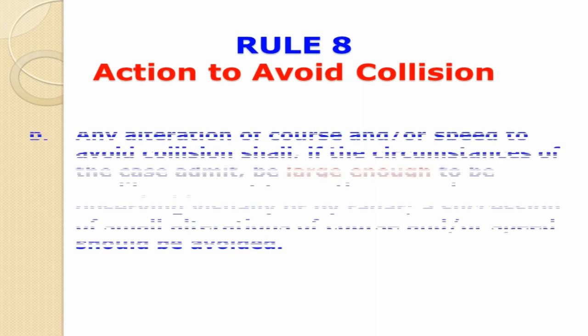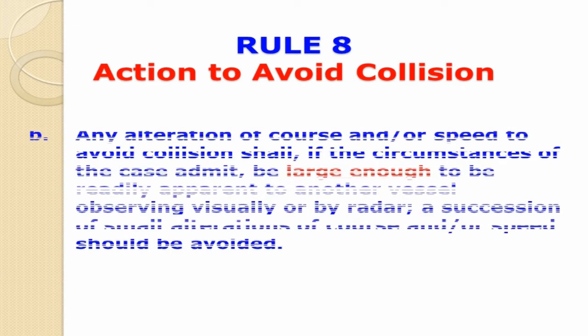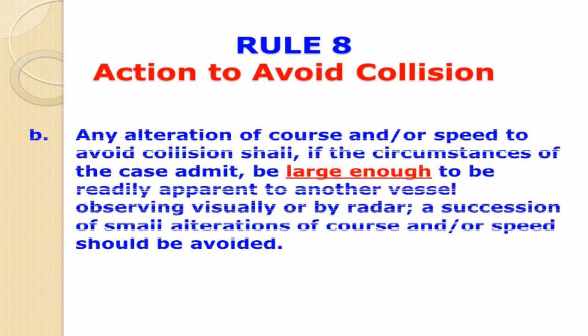8B. Any alteration of course and or speed to avoid collision shall, if the circumstances of the case admit, be large enough to be readily apparent to another vessel observing visually or by radar.